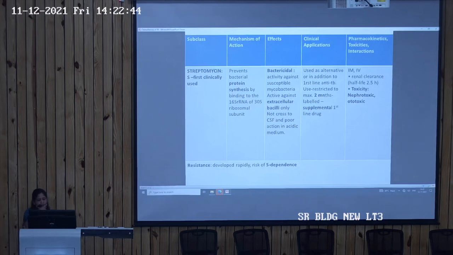Now coming to streptomycin, which was used first in this, but now the resistance pattern is quite common with streptomycin. Now as an aminoglycoside, it inhibits protein synthesis by binding to the 30S ribosome. Bactericidal in nature, and it works best on extracellular bacilli. Now it is considered a supplemental first line drug, and the main toxicity with this is nephrotoxicity, ototoxicity, just like the other aminoglycosides. They come under injectable drugs.